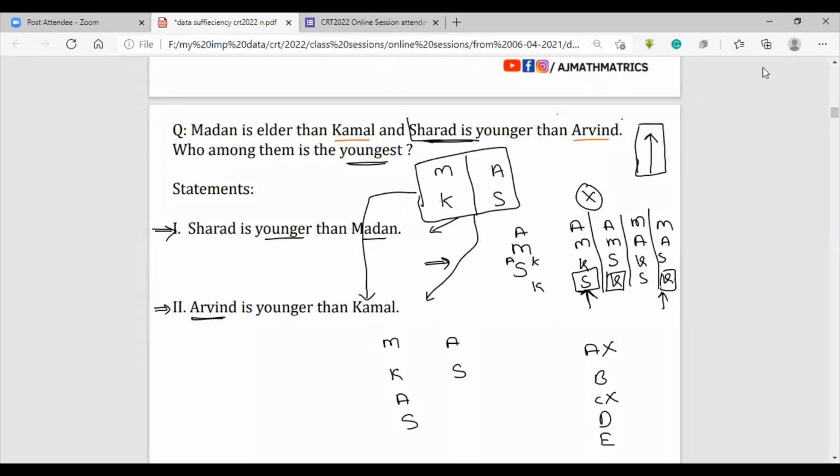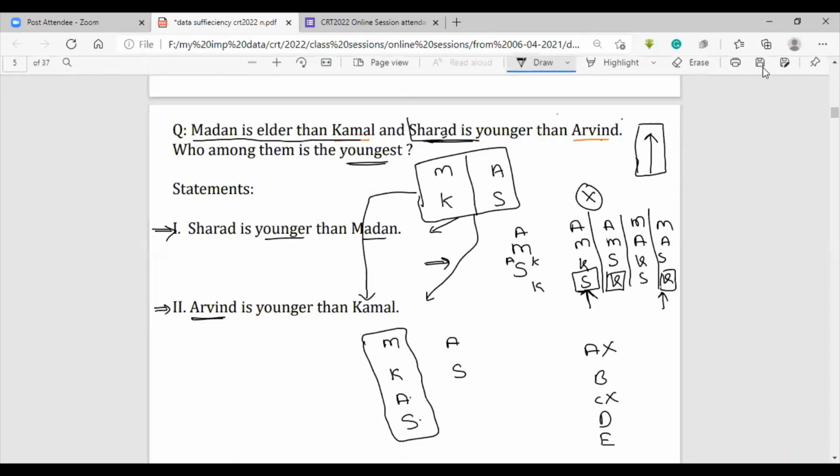So Sharad is younger than Aravind. I got only one arrangement with the second statement data, where the complete things are satisfied. So Madan is elder than Kamal. Yes, Madan is elder than Kamal. Sharad is younger than Aravind. Yes, Sharad is younger than Aravind.